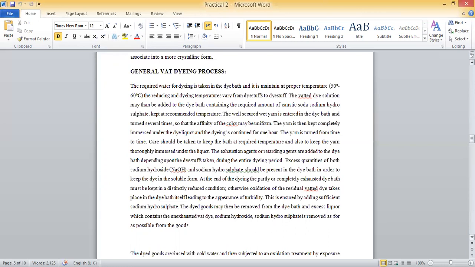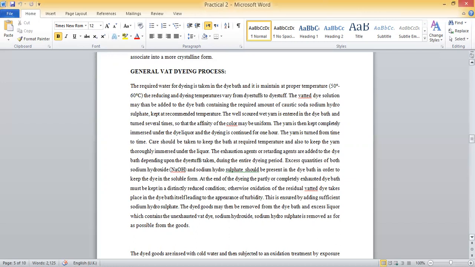The exhaustion agents or retarding agents are added to the dye bath depending upon the dyestuffs taken during the entire dyeing period. Excess quantities of both sodium hydroxide and sodium hydrosulfite should be present in the dye bath in order to keep the dye in the soluble form. At the end of the dyeing, the partly or completely exhausted dye bath must be kept in a distinctly reduced condition. Otherwise, oxidation of the residual vat dye takes place in the dye bath itself, leading to turbidity.